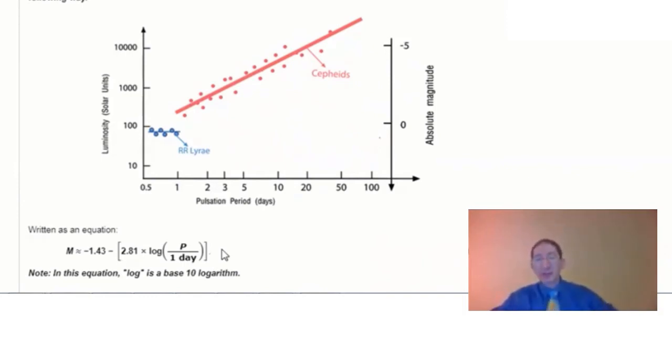If we find a variable star too far away to measure with the parallax technique, and we measure its period to be longer than 1 day, telling us it's a Cepheid, we can then plug that period into this equation, and we then know its average absolute magnitude, its average luminosity. Then all we have to do is measure its average apparent magnitude, its average brightness, and we can calculate its distance away.